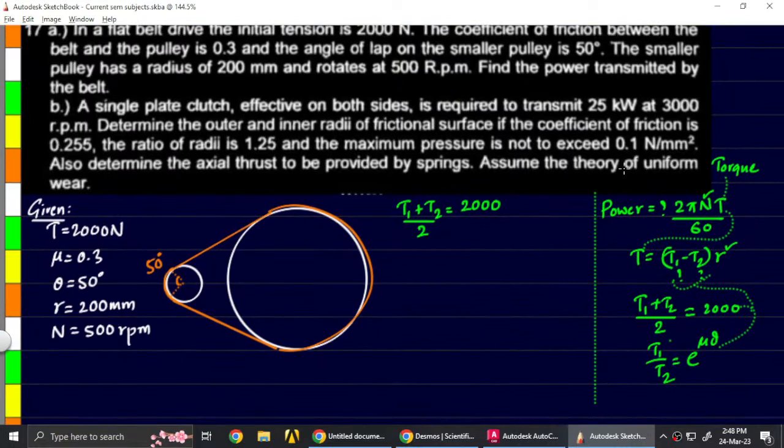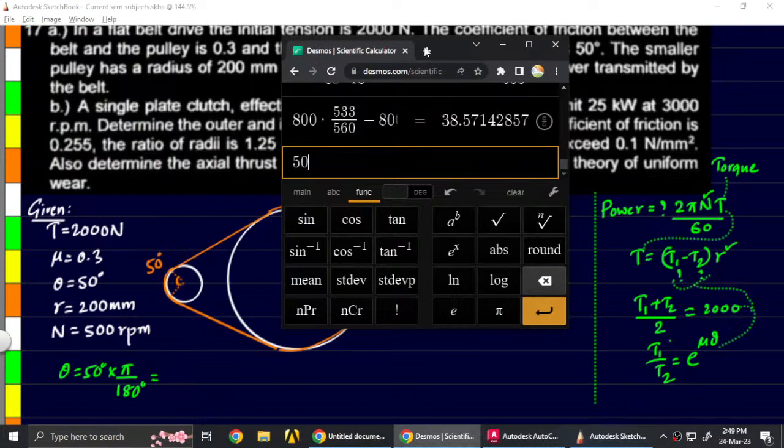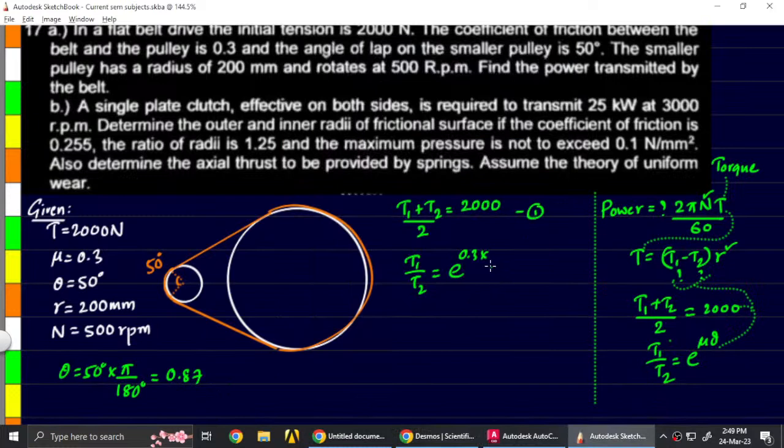So we'll have to start from the reverse direction, of course. The first equation we have already written. The second equation is T1/T2 = e^(μθ), that being 0.3 into theta. Now this theta that is given to us, we need to convert into radians. So pi by 180 degrees we need to multiply, and that will give us the value in radians. So 50 into pi by 180, 0.87. That's the value we need to insert over here.